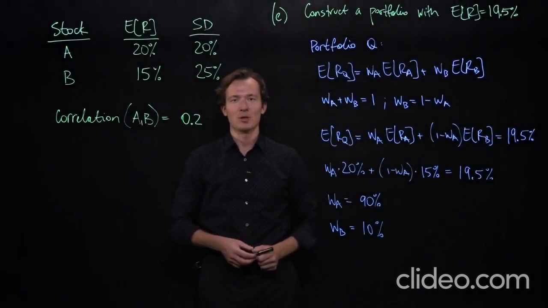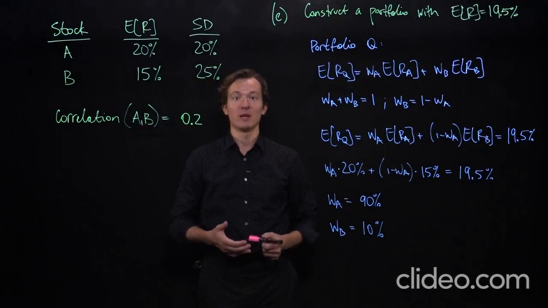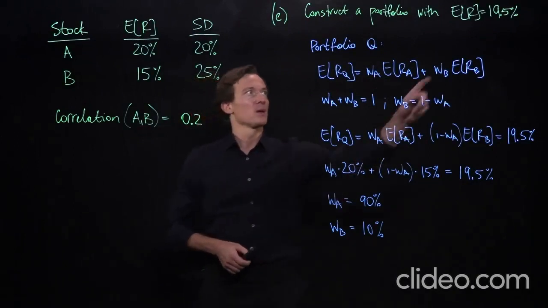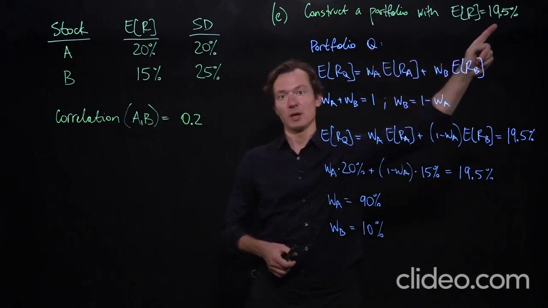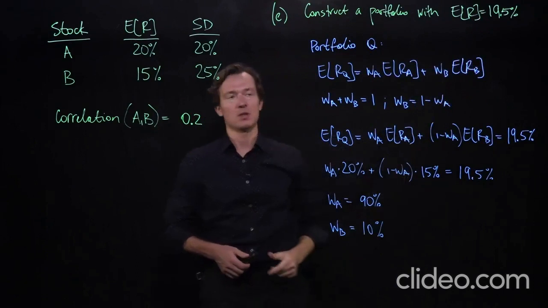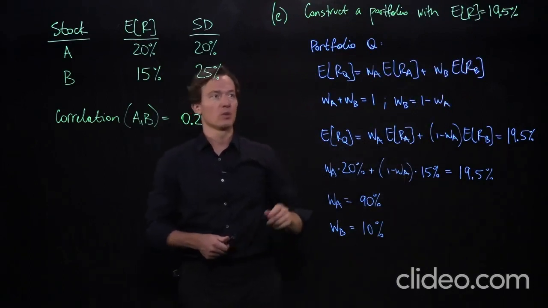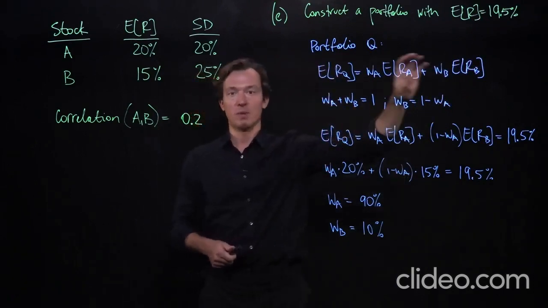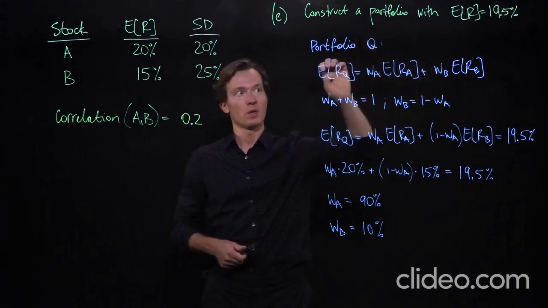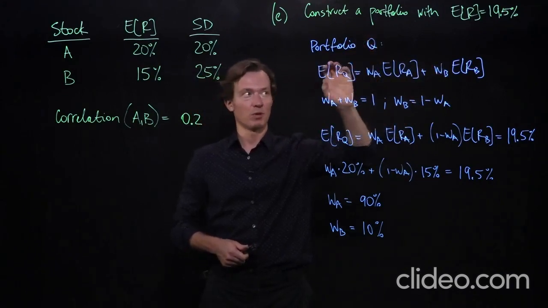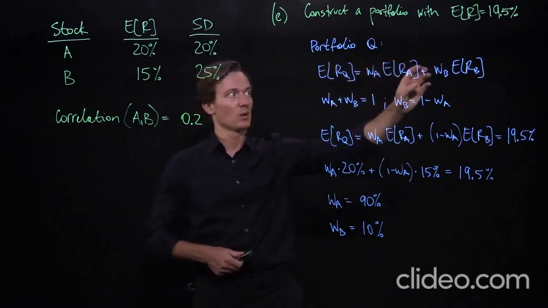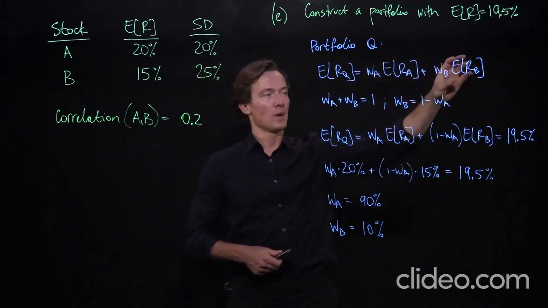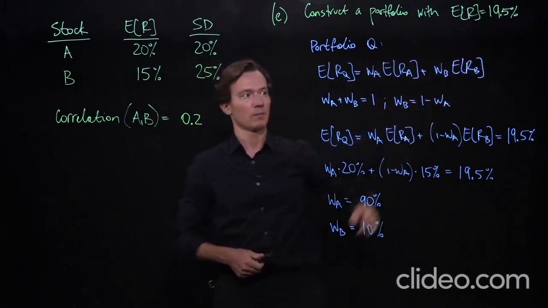In this next question, we are asked to construct a portfolio with expected return of 19.5%. I will call this portfolio Q. So we want to construct a portfolio such that expected return is 19.5%. So let's again start with just the definition or the expression for the expected return of the portfolio. So the expected return of the portfolio Q equals the weight that we put into A times the expected return on stock A plus the weight that we put into B times the expected return on stock B.